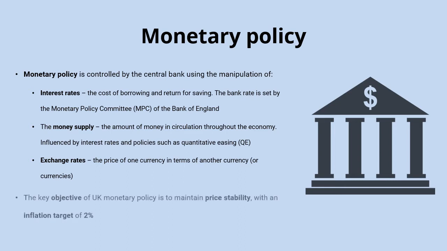Now, the main objective of UK monetary policy is to maintain price stability, and we have an inflation targeting system where the bank is supposed to use these tools to try and keep the rate of inflation at or around 2%.